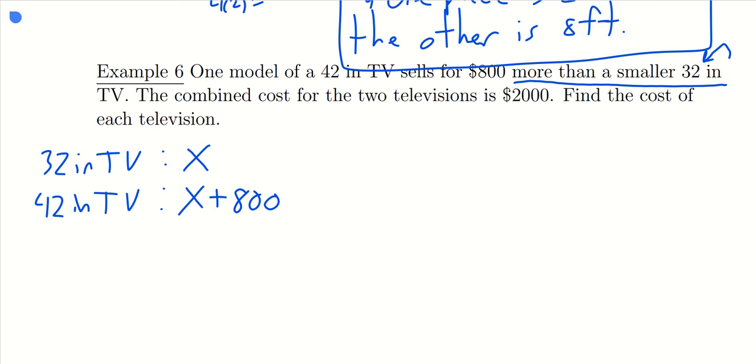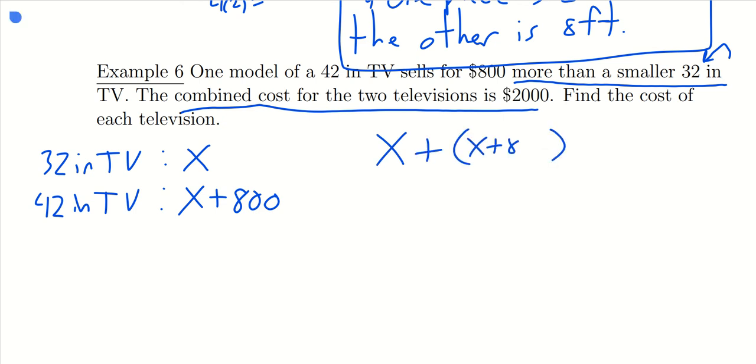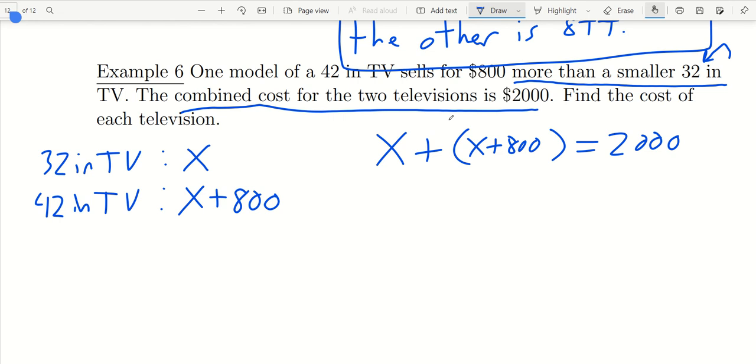So the next step is we need to go to an equation. The equation is going to be brought about because the combined cost of the two is $2,000. So if we take the price of the 32-inch TV, and if I add to that the price of the 42-inch, in total this should add up to $2,000. We now have our equation.